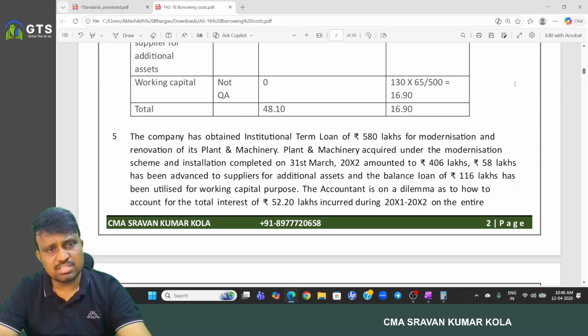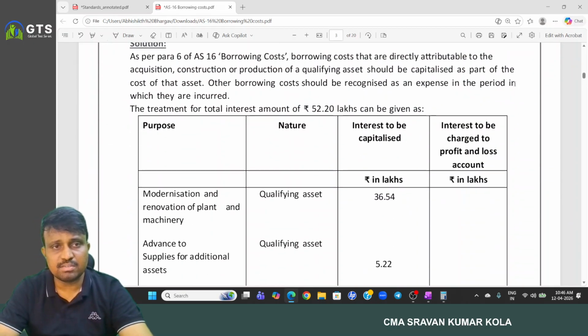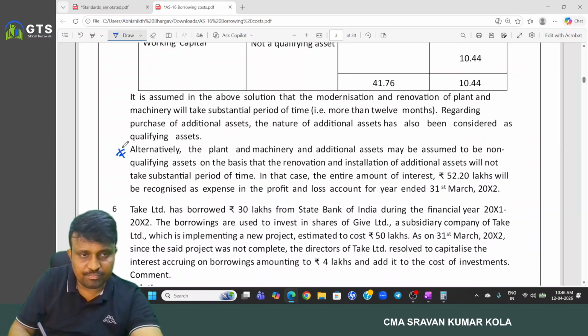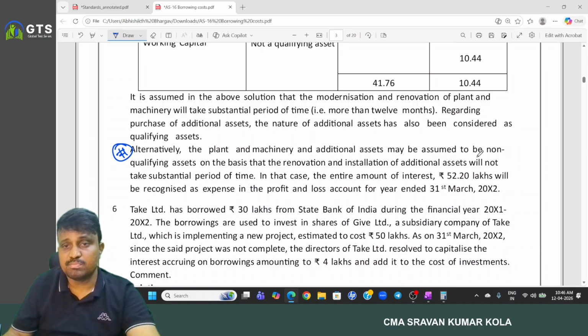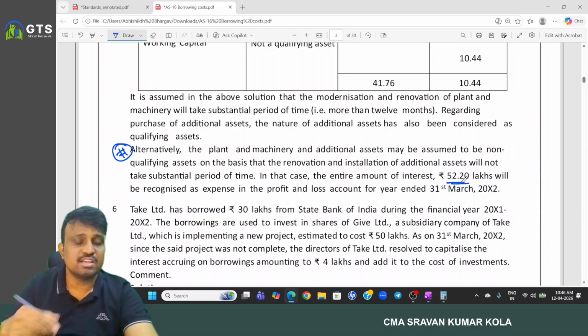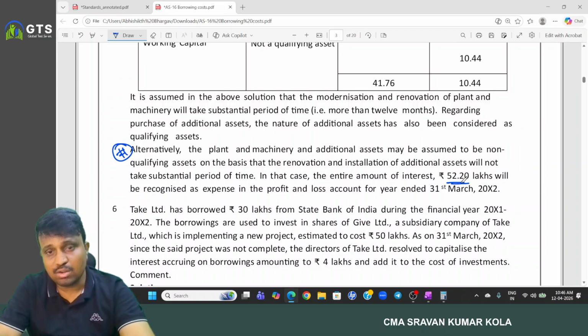And here it is also the same problem but with different numbers, but here you have an assumption. So alternatively, the plant and machinery additional asset may be assumed to be a non-qualifying asset on the basis that renovation and installation of additional assets will not take a substantial period of time. In that case, the entire amount is treated as an expense and transferred to profit and loss account.